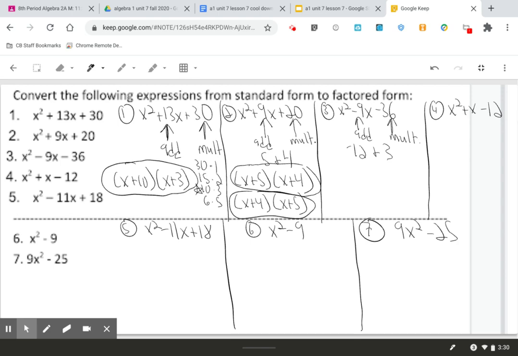If you're not sure, then check and see if it works out. Is -12 plus 3 equal to -9? And the answer is yes. Is -12 times 3 equal to -36? And the answer is yes. So my factors this time, because this is negative, my first factor is going to be x minus 12, and my second factor is going to be x plus 3.